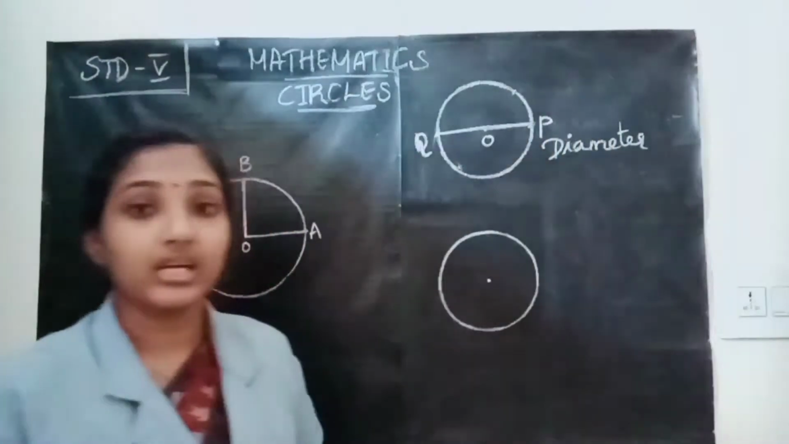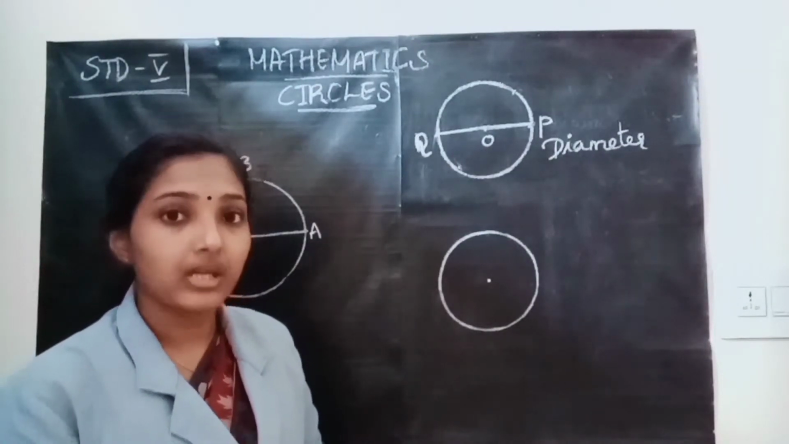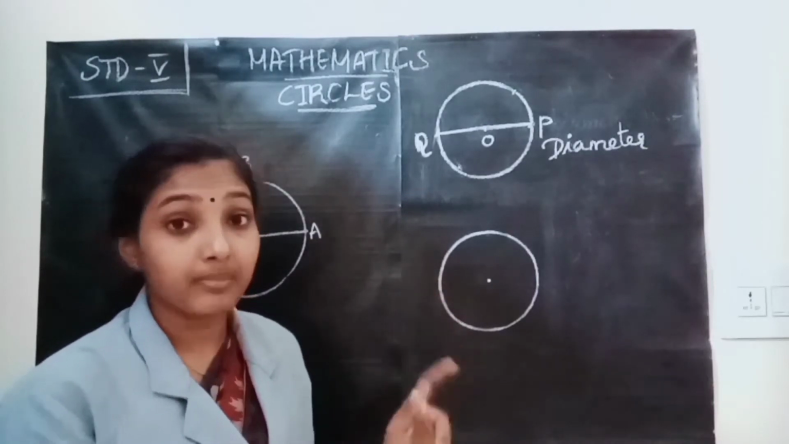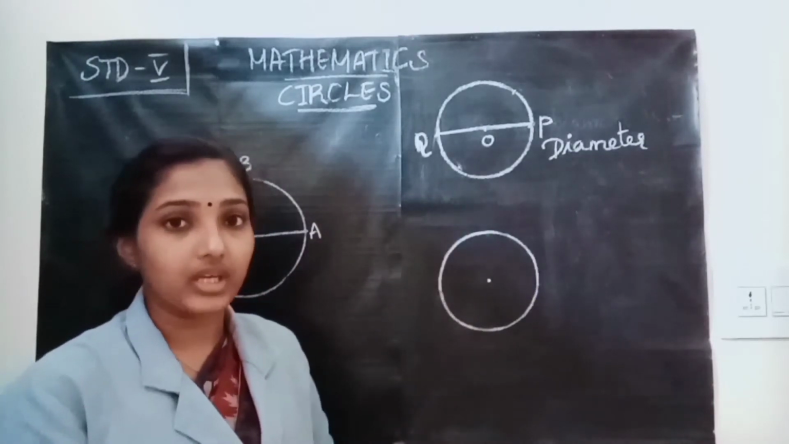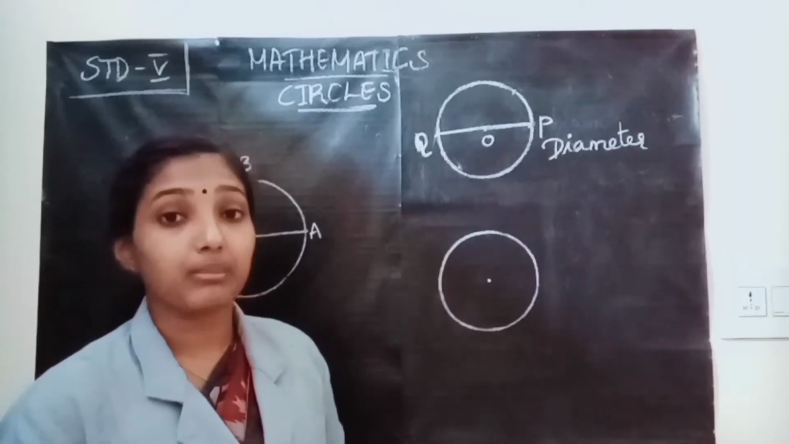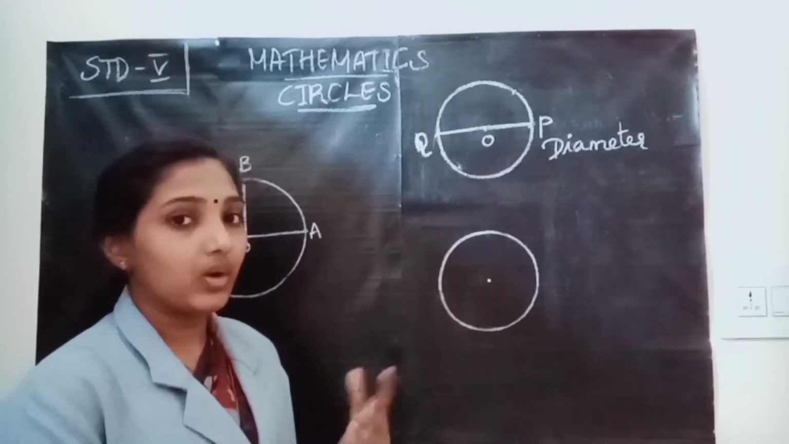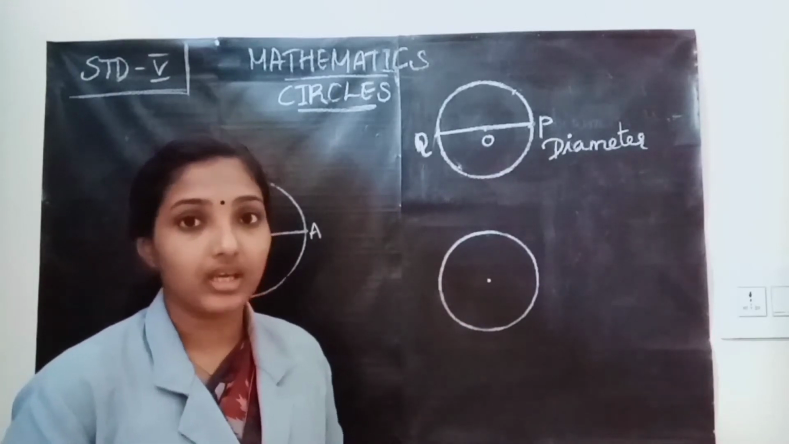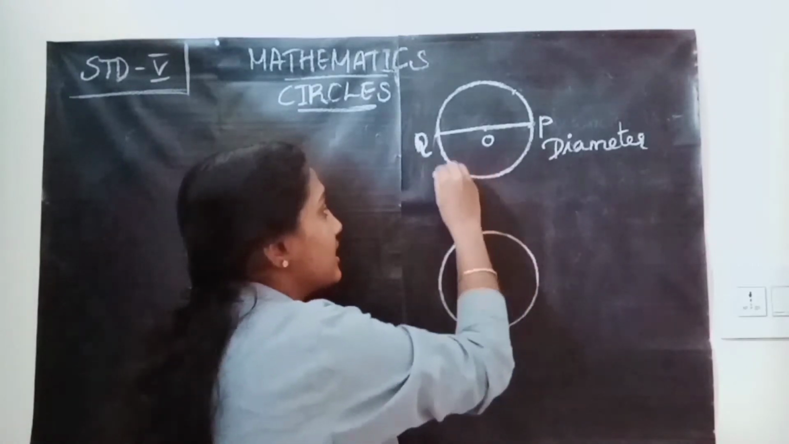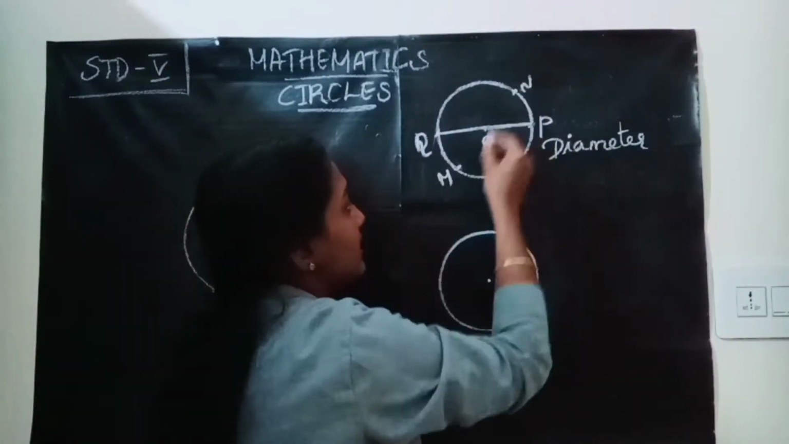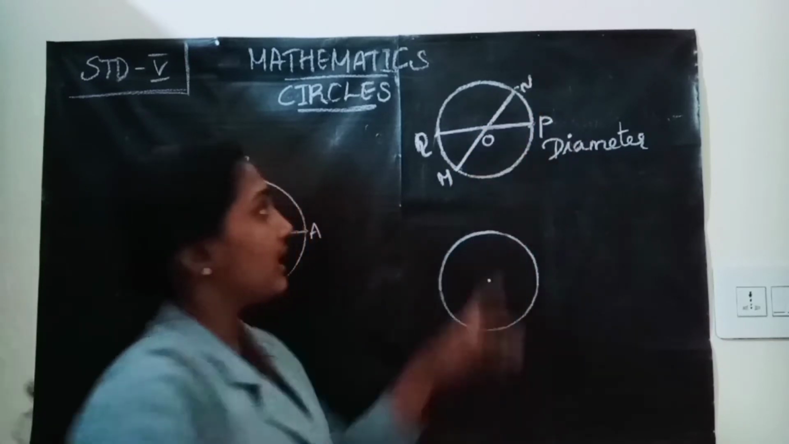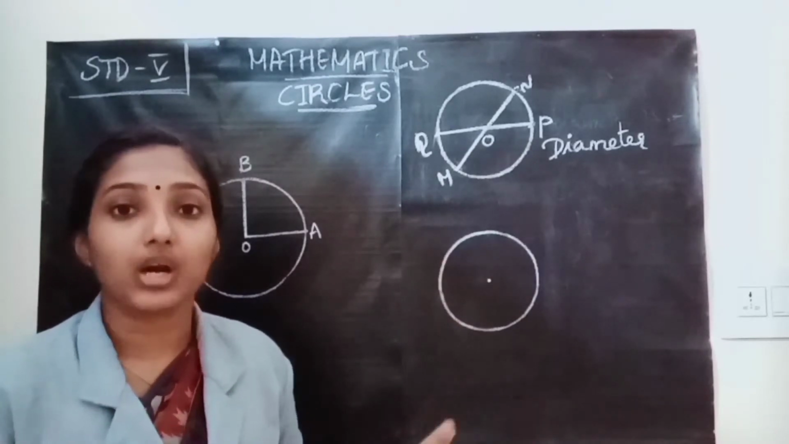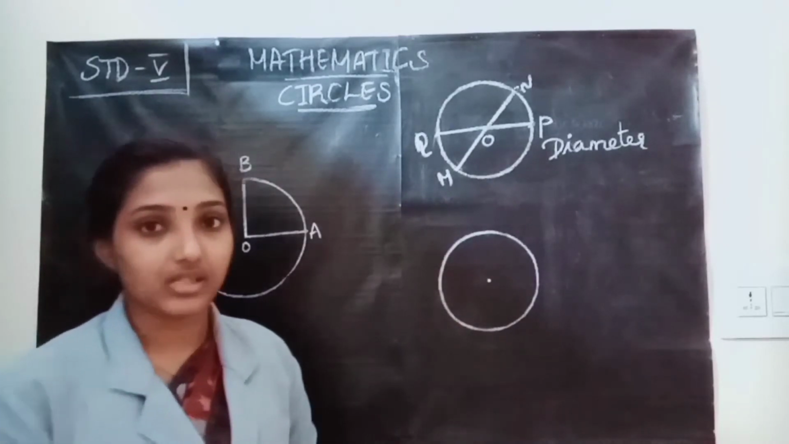Okay, so diameter is a line segment which passes through the center of the circle and also which has its end points on the circle. We can draw infinite number of diameters to the circle, and all the diameters of the circle will be of equal length. If I take a point here, M, and another point N here and join these 2 points, and if it passes through the center, it is its diameter. So diameter always passes through the center of the circle.